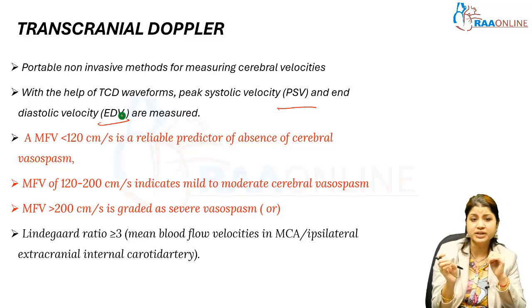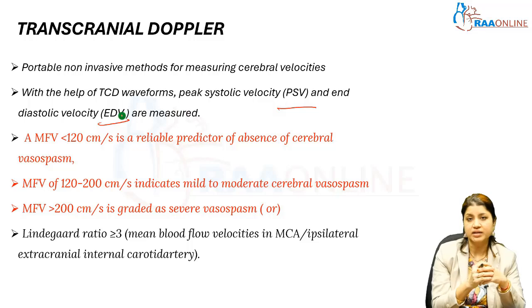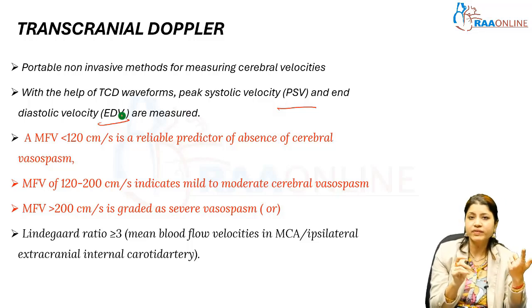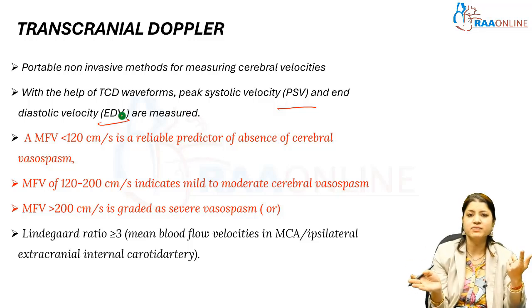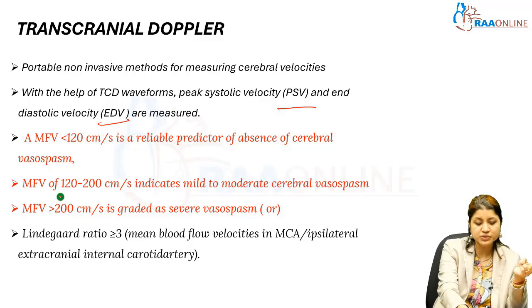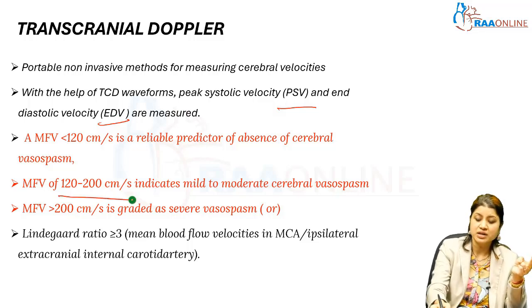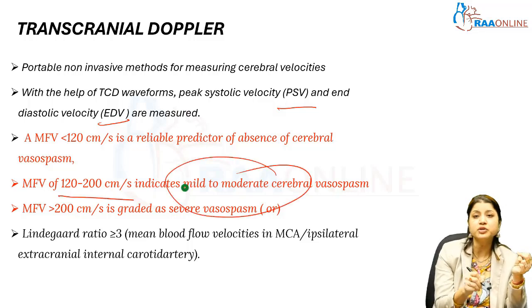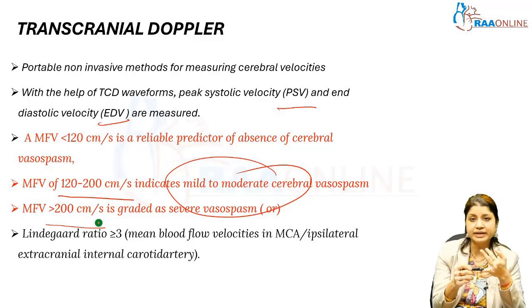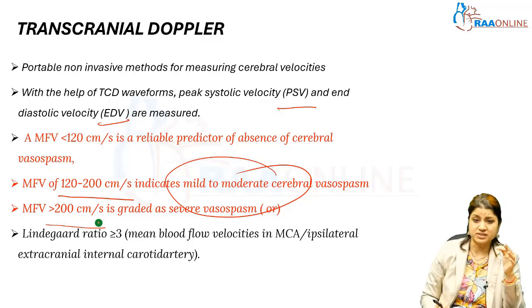It has been postulated that this mean flow velocity should be less than 120 centimeters per second. So if it is less than 120 centimeters per second, then you are very clear that there is no cerebral vasospasm occurring. And if the mean flow velocity is between 120 to 200 centimeters per second, you can suspect some amount of mild to moderate vasospasm. But a mean flow velocity of more than 200 centimeters per second is definitely graded as a severe vasospasm.